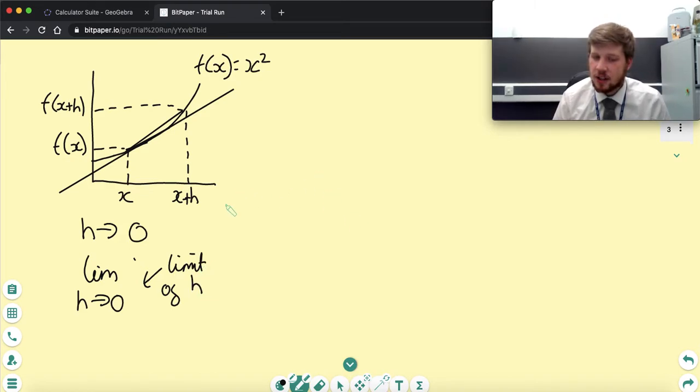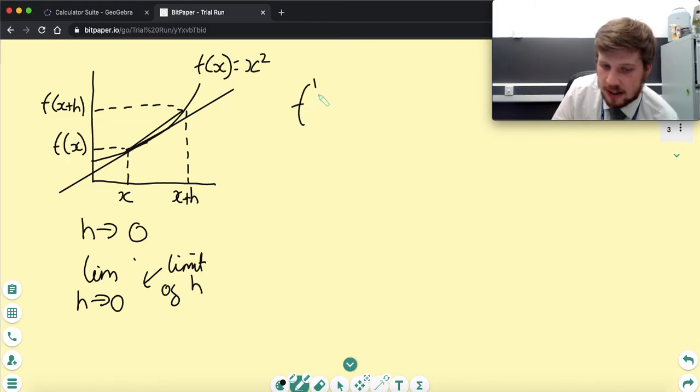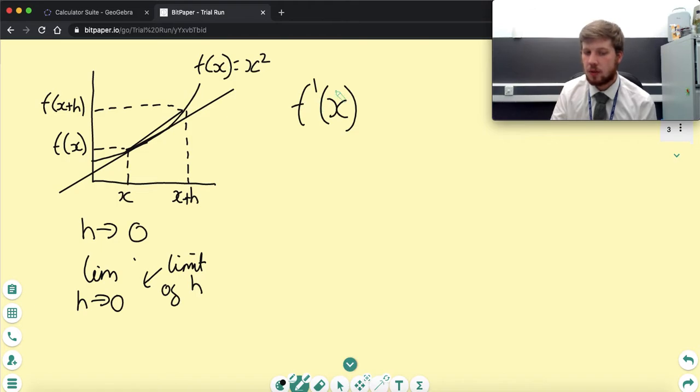Obviously, h can't equal 0, because if that was the case, we wouldn't have 2 points. They would just both be x, and therefore we couldn't find the gradient of the line. So, if I want to find the gradient function of the curve, I would first of all want to find the derivative of x, well, our function of x.